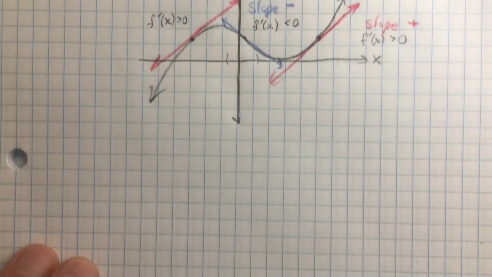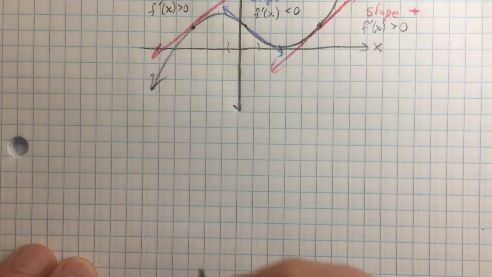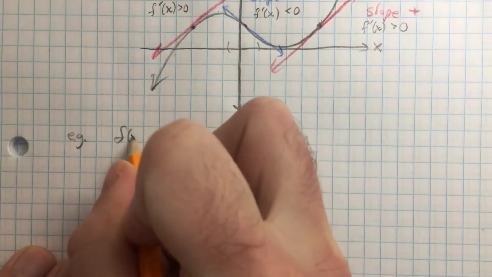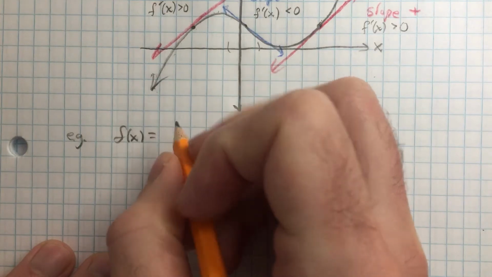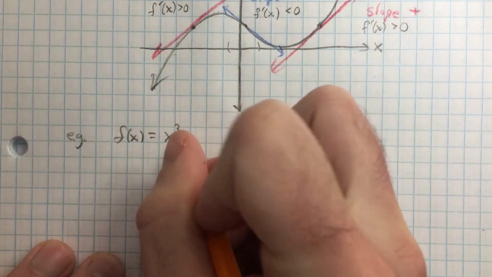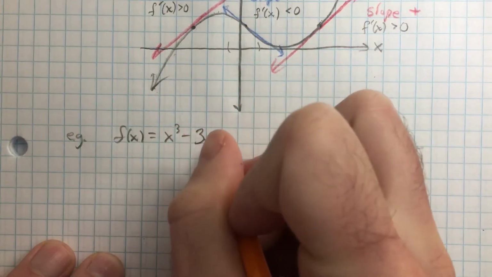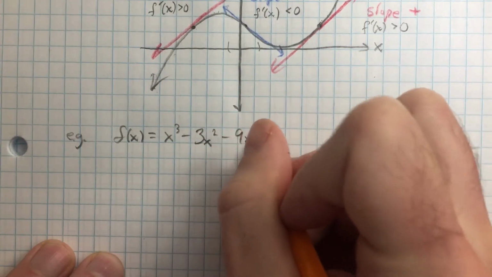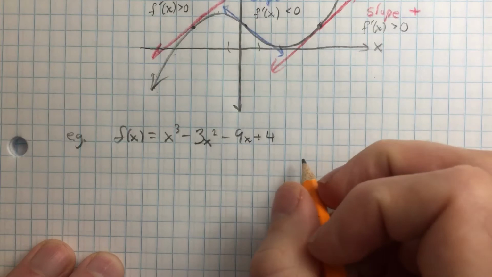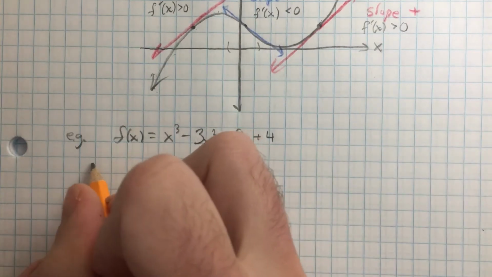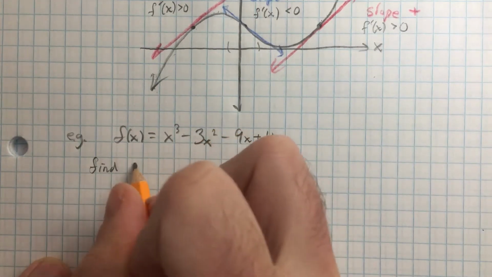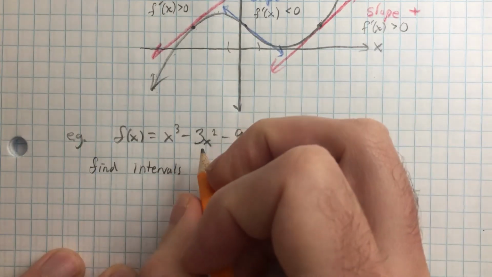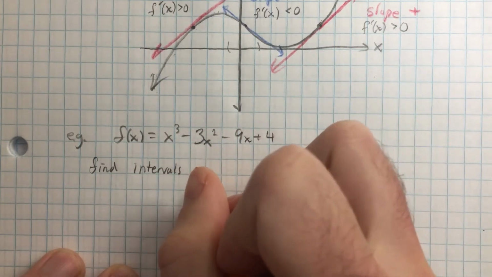Let's take an example. Let's say we have the function f of x equals x cubed minus 3x squared minus 9x plus 4, and we want to find the intervals on which f is increasing or decreasing.